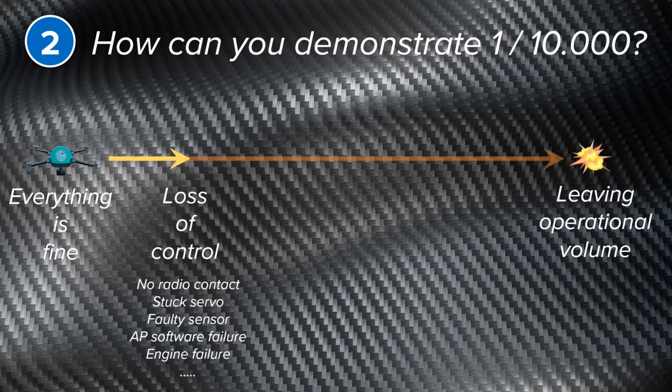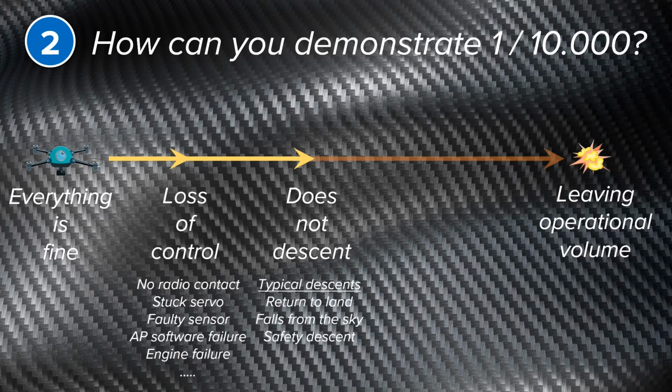In most cases, the loss of control will make the aircraft descend to the ground, which obviously prevents a flyaway. So an additional event that needs to happen on the path to a flyaway is that the aircraft does not descend as a result of loss of control. But typically it will descend. For instance, it may return to land, fall from the sky, make a safety descent, or perform an on-power glide or auto-rotation. But if none of these happens and the aircraft keeps flying, it is quite likely that the aircraft is heading out of the operational volume.